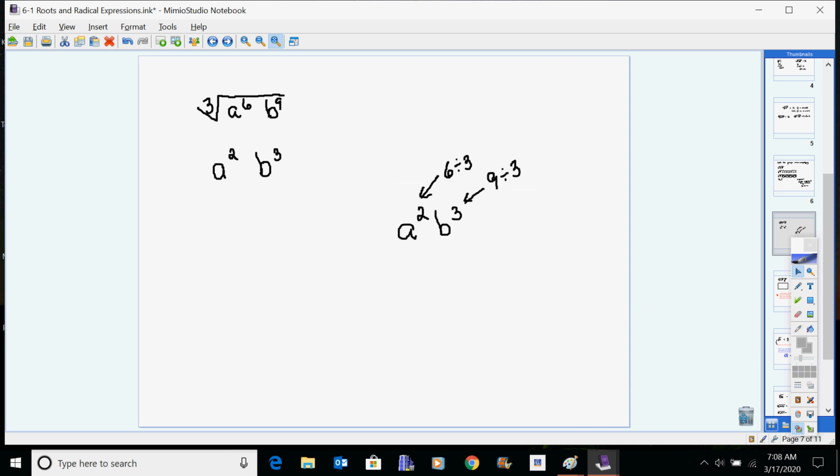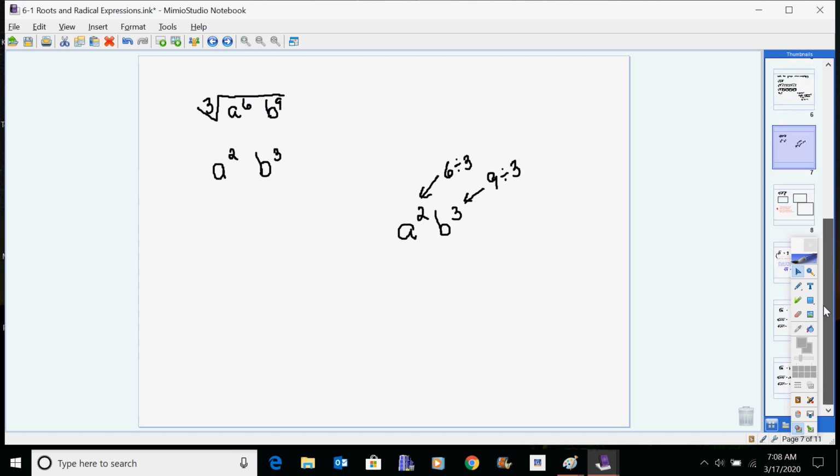And there that is happening. So when you are used to doing this, when you've practiced a little bit on your assignment, this is going to become more natural to you. You're going to be taking the exponent divided by the index, and that'll give you your new exponents. When you have an odd index, it's much easier.